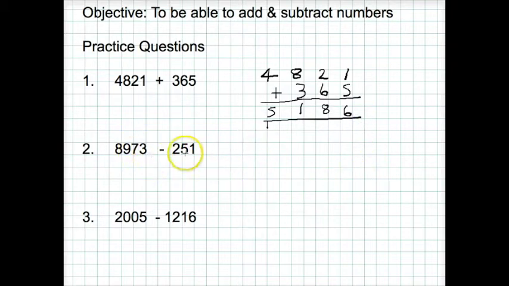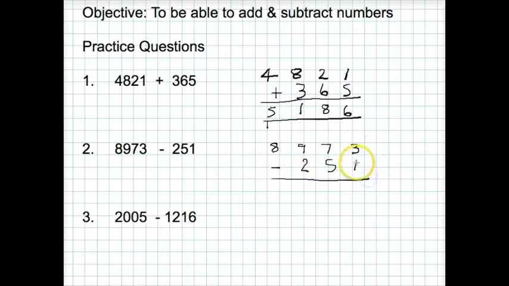Question 2. It's a subtraction this time. Same thing, make sure you've got the hundreds underneath the hundreds and the units underneath the units and so on. So if we write down 8, 9, 7 and 3, subtract 2, 5, 1.